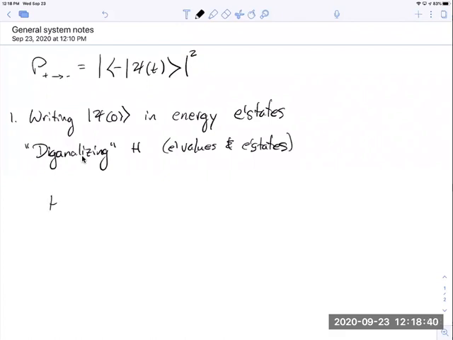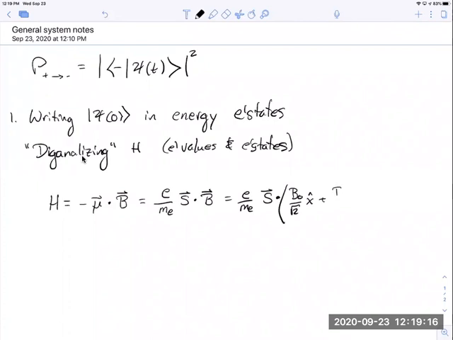So let's look at the Hamiltonian, which remember is minus the magnetic moment mu dotted into the magnetic field B. We were given mu last time. We learned that there were some minus signs that canceled and we ended up with e over m sub e, the spin dotted into the magnetic field. The magnetic field here was B naught over the square root of 2 x hat plus B naught over the square root of 2 z hat.